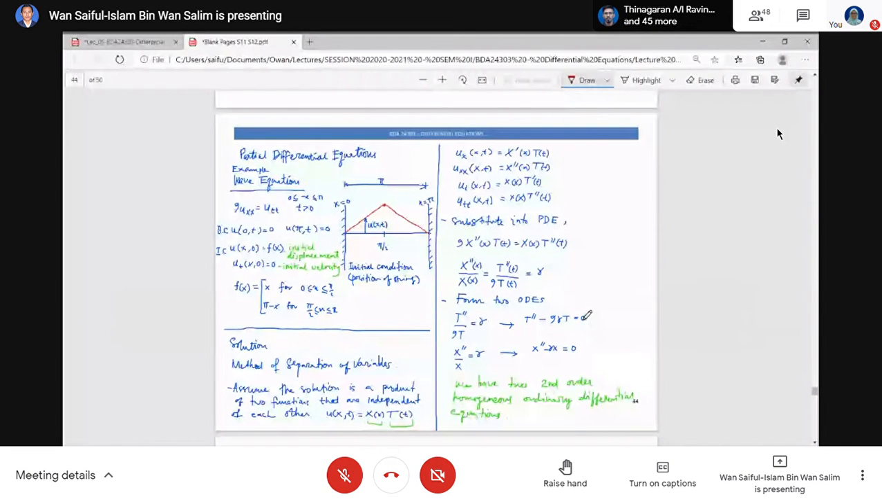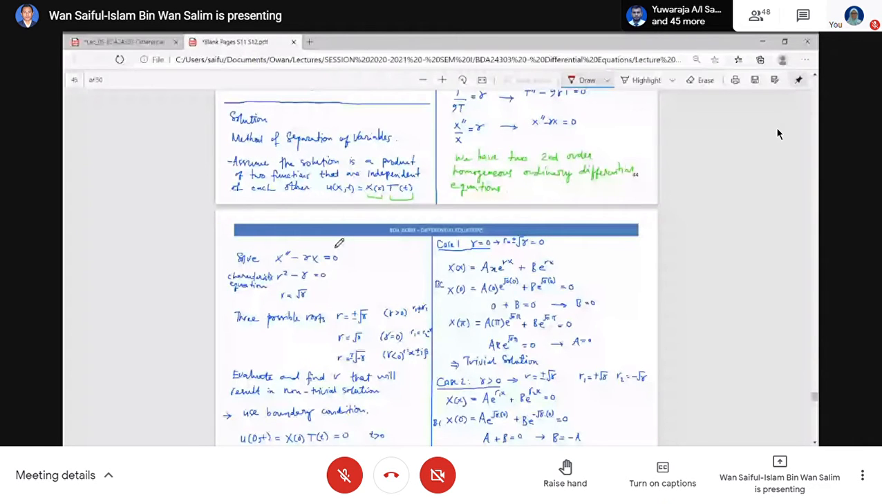So we look at the method of solution for this type of equation from our previous topics, how to solve second order homogeneous ODEs. We start with a simple one first: x double prime minus gamma x equals 0. So how do you solve second order homogeneous ODEs? Well, we find the characteristic equation. The characteristic equation is r squared minus gamma equals 0.